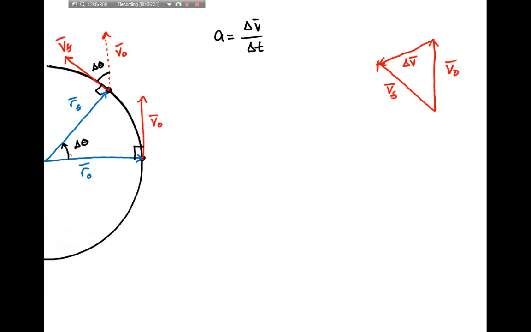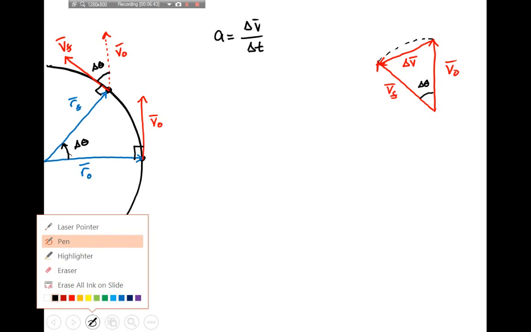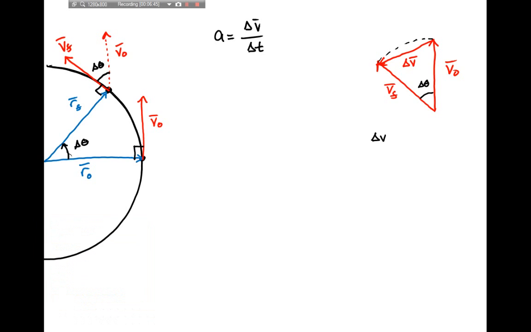The first thing I want to point out about this is that the length of this vector is approximately equal to the arc length that's traced out by my velocity vector when it rotates through this angle, delta theta. So delta v is approximately equal to the length of this vector times the angle that this vector is rotated through, right? So the change in the velocity is approximately equal to this arc length. And remember the arc length formula is the length of this vector times the angle that it rotates through.